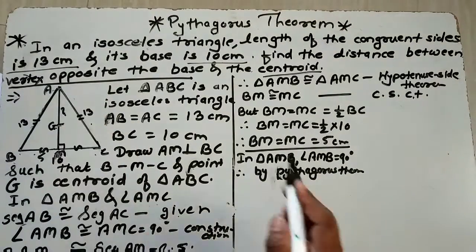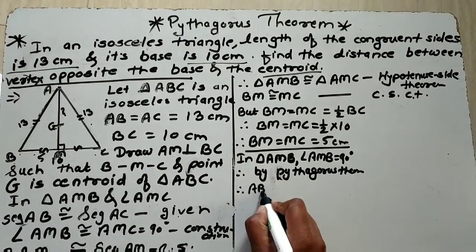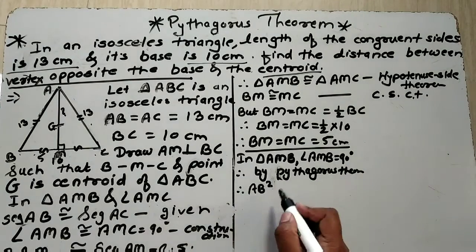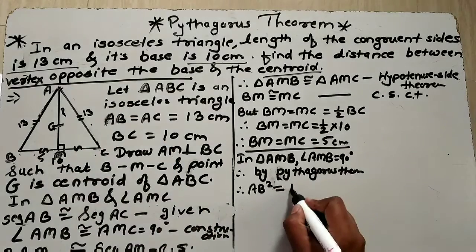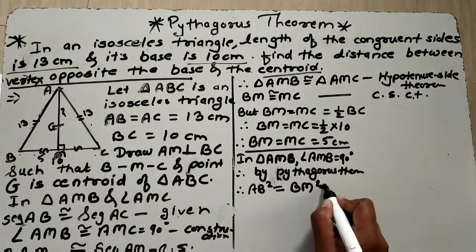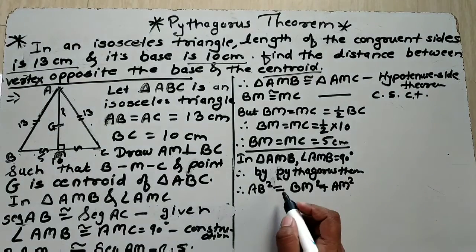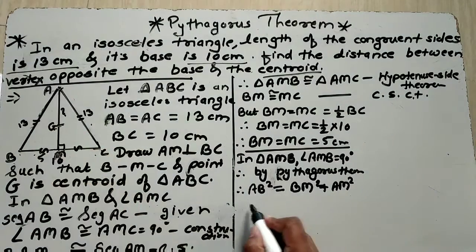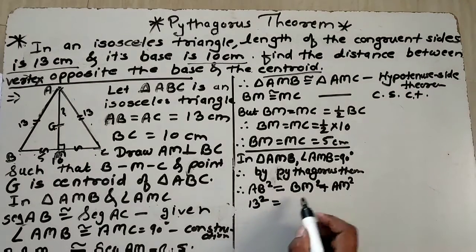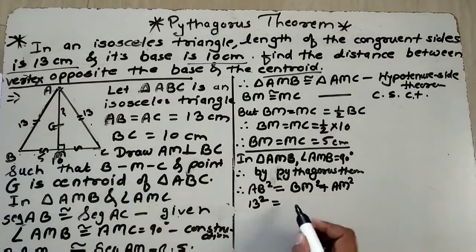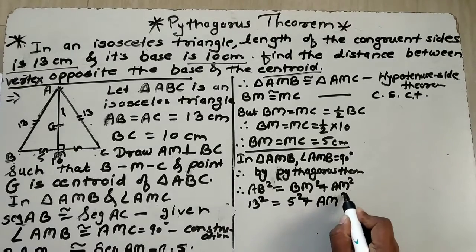AB square is equal to BM square plus AM square. So we will put the values here. AB is equal to 13. So 13 square is equal to, BM is equal to 5, so 5 square, plus AM square, which we will find here.